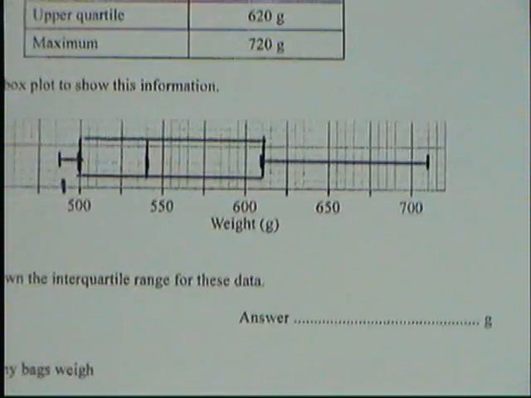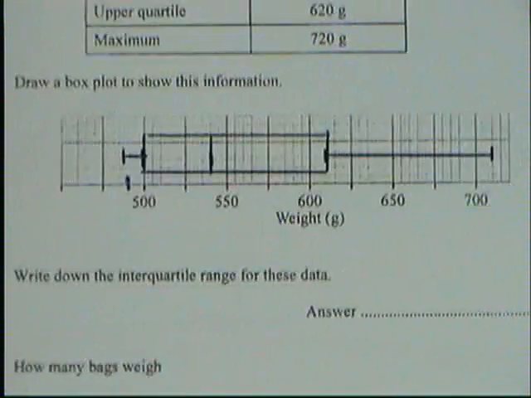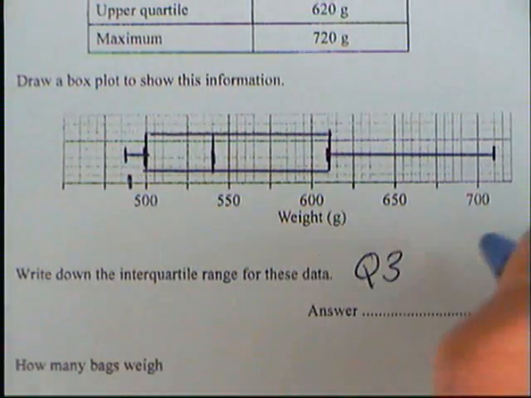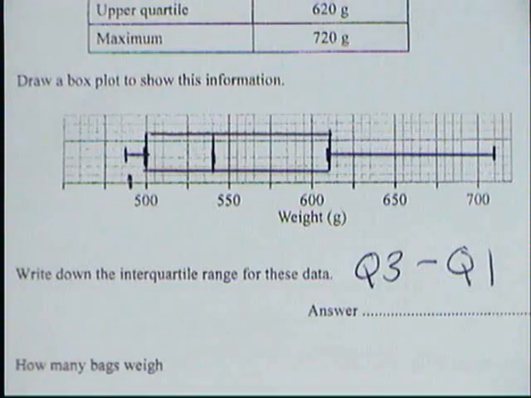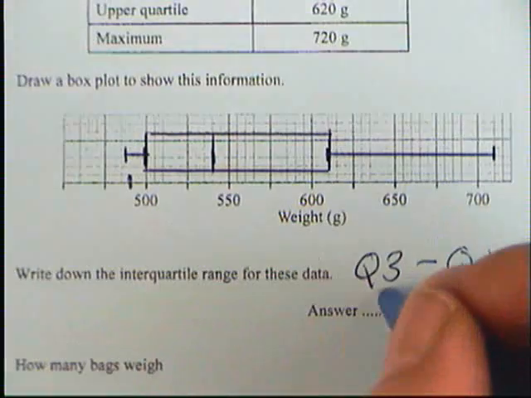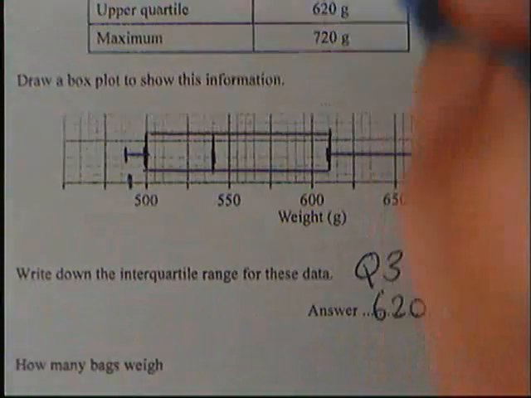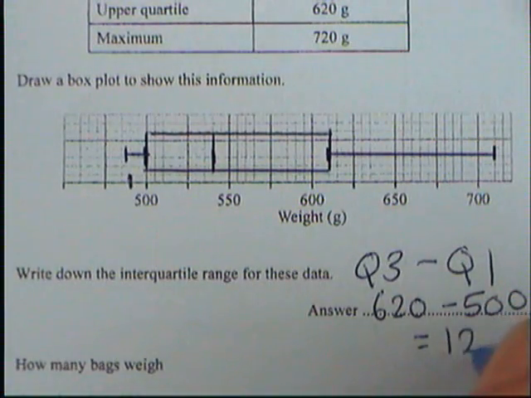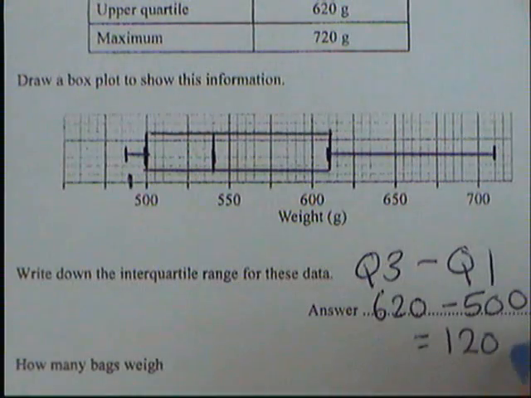Now the interquartile range, that's the next bit of the question, is got from doing Q3 take away Q1. Q3 is the upper quartile, which is 620. Take away Q1, which is the lower quartile, 500. And that gives us 120 grams.